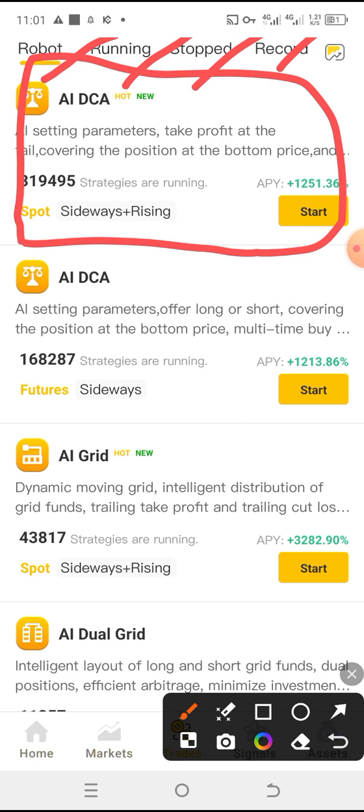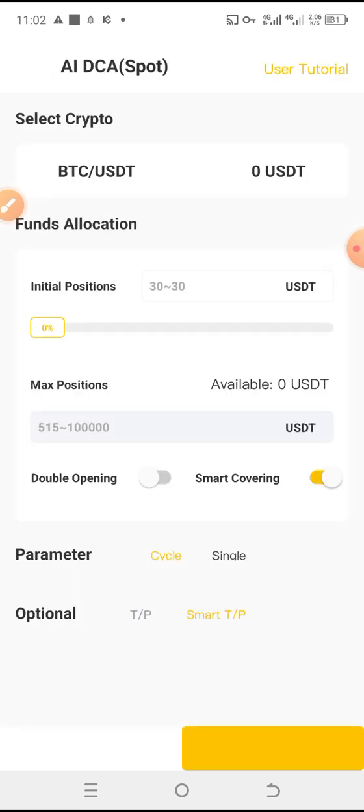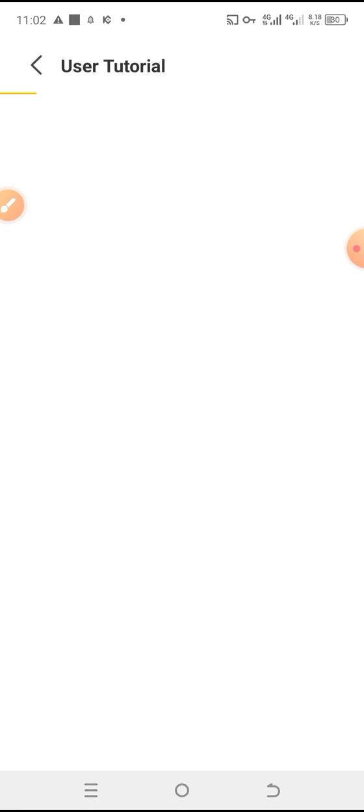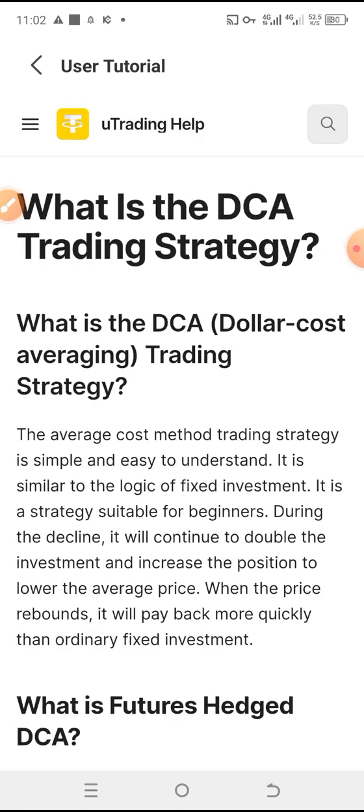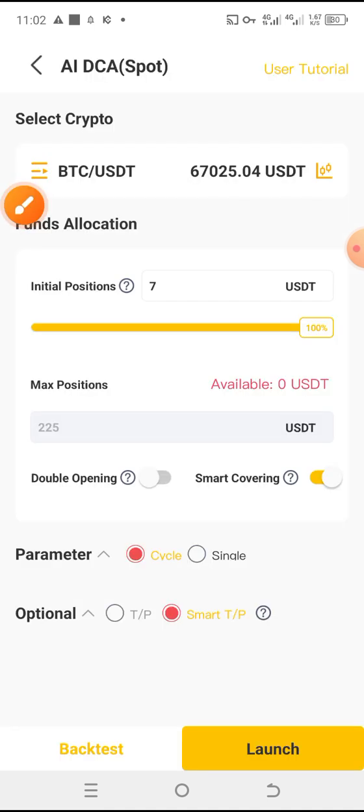AIDCA. This is just a cost averaging robot that has its parameters set on AI form. That means it has default settings. So let me quickly go through the help for you to see that the DCA here simply means dollar cost averaging. Dollar cost averaging, like I said, is average cost price. That is just what it's all about. And the AI simply means auto. That means it has been set there, so you don't need to set it manually.